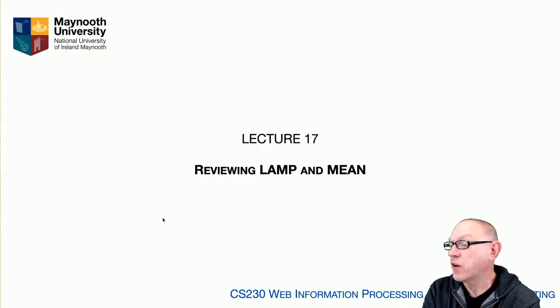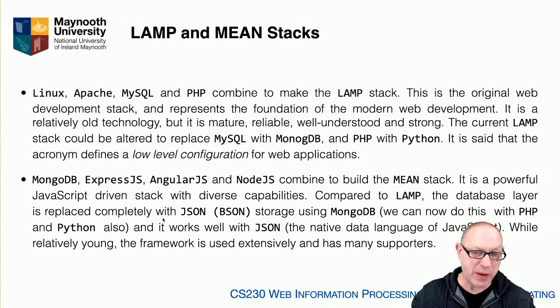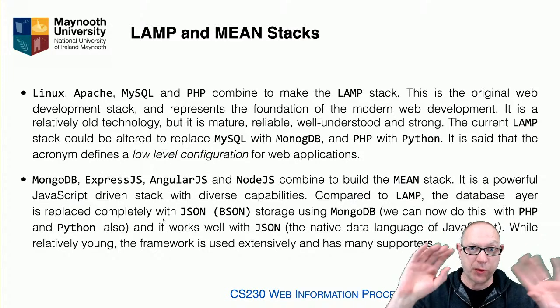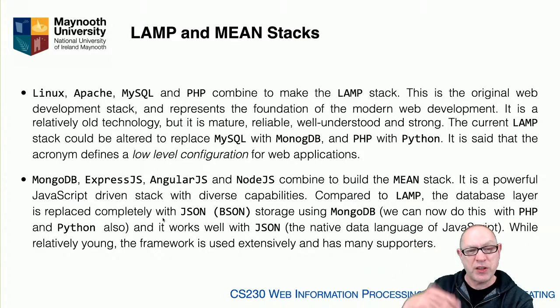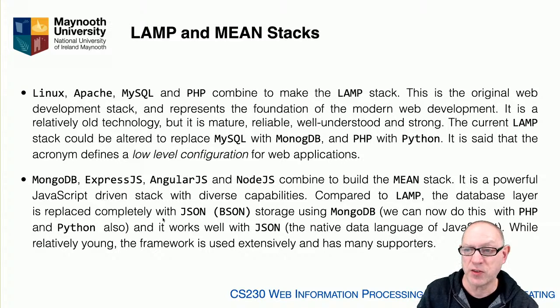Okay, so let's have a quick look to review LAMP and MEAN. Remember, LAMP and MEAN are stacks, and the stack refers to the different tiers of architecture: the front end, the HTML, CSS, JavaScript tier. There's a bit of JavaScript that sits in there that talks in some respects to a server. That's usually done via Ajax as well. And then that talks to a server side, and the server side will be some back-end technology. It could be PHP, it could be Node.js.